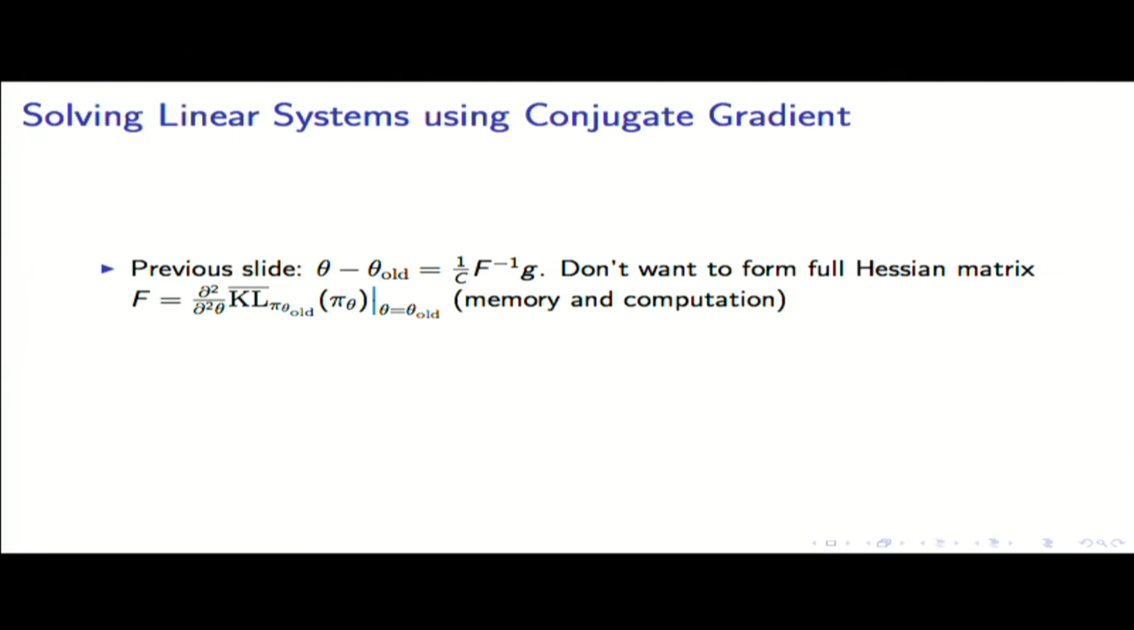But we don't want to form this full Hessian F, because let's say our policy has 100,000 parameters. We don't want to form a 100,000 by 100,000 matrix. Even if our policy has 1,000 parameters, so we could easily form a 1,000 by 1,000 matrix, that would be really computationally expensive because we would have to compute 1,000 different gradients. If you want to compute a Hessian, the computational cost is going to be the number of parameters times the computation cost of a gradient. So computing Hessians is really expensive.